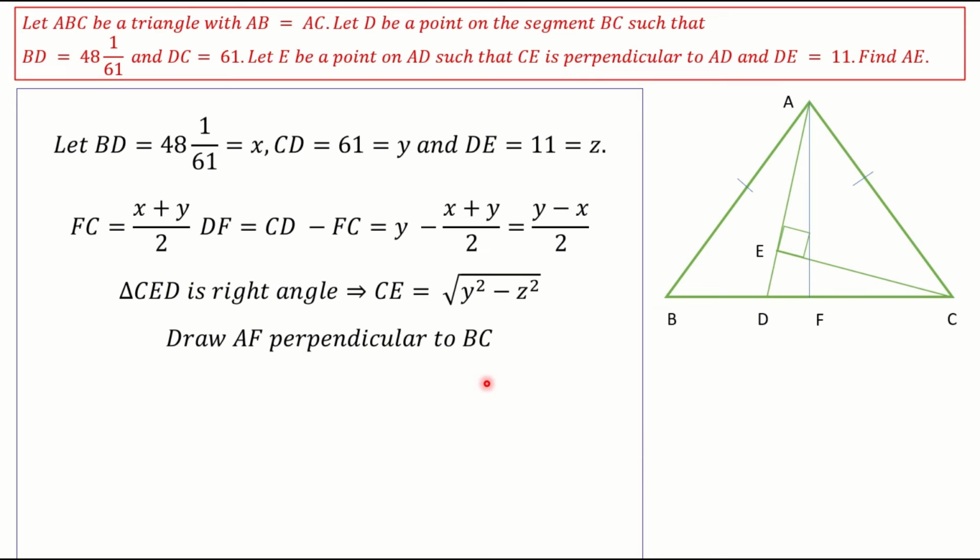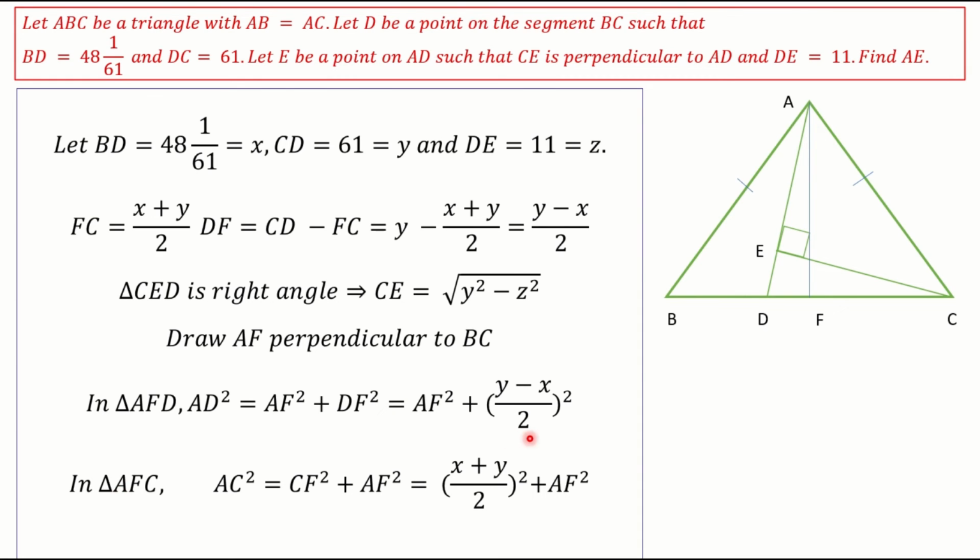Remember that. Draw AF perpendicular to BC. Okay, this is one. In AFD, this is a right angle triangle again. Correct? AF square plus DF square equal to AD square. So AD square equal to AF square plus DF square. DF is nothing but Y minus X by 2, whole square.